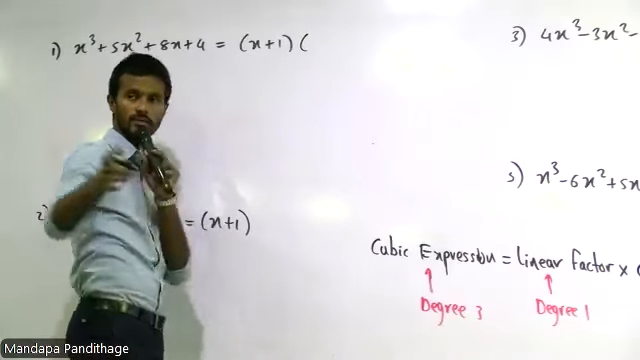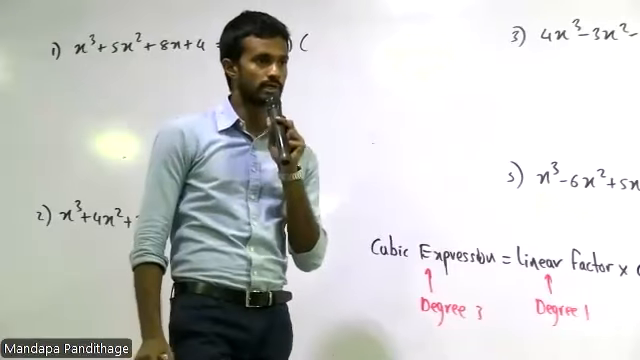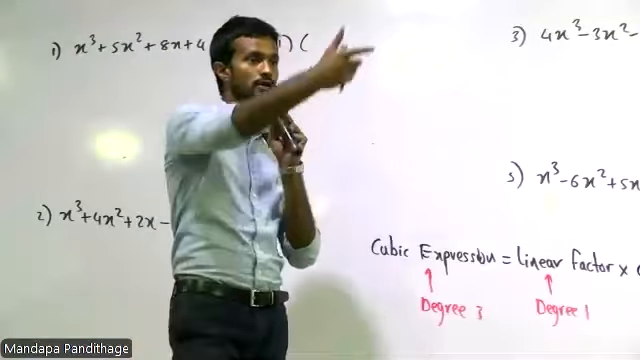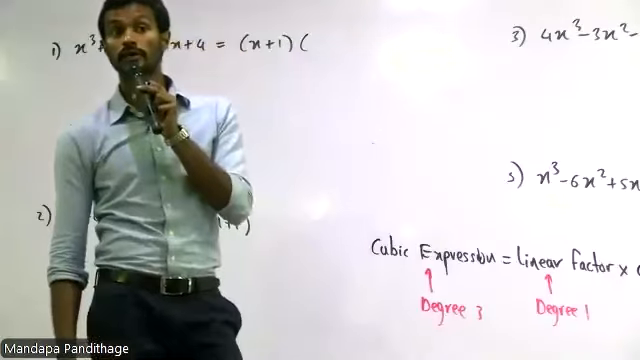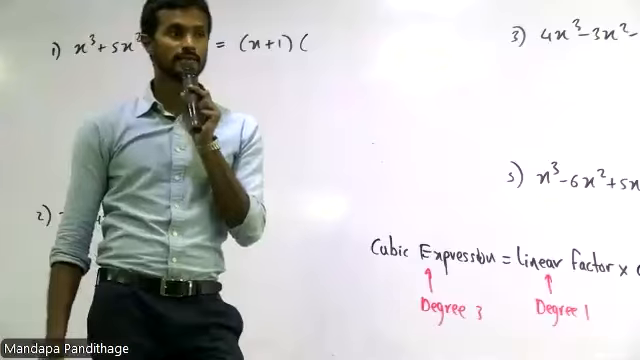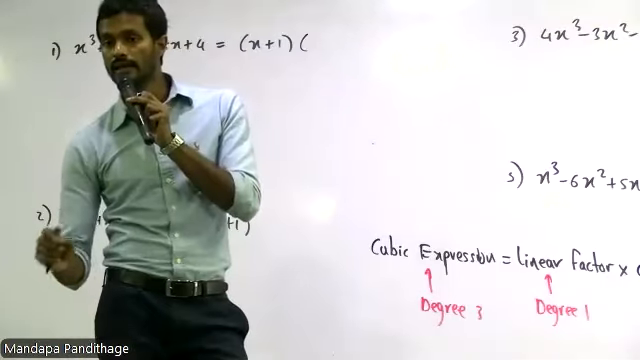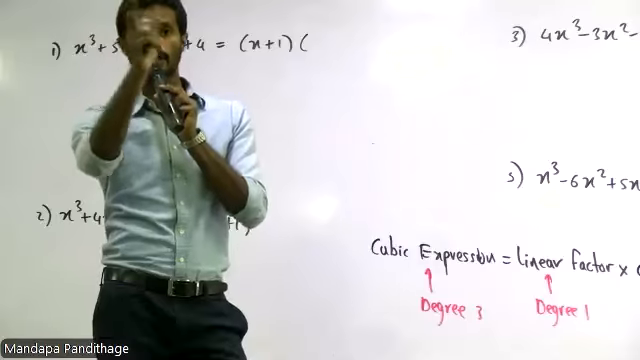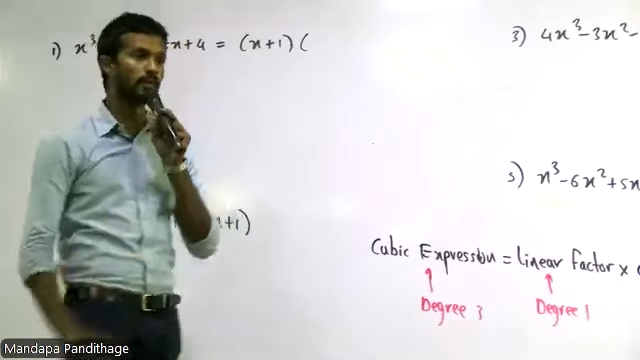Can you remember we wrote these general polynomials? First degree general polynomial is ax plus b. What is the second degree general polynomial? ax squared plus bx plus c. What is the third degree general polynomial? ax cubed plus bx squared plus cx plus d. Clear? So we know the general polynomial.